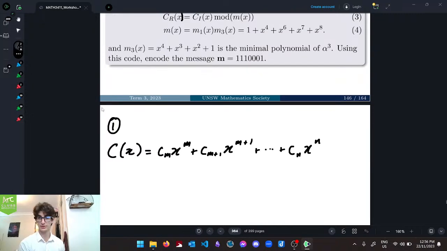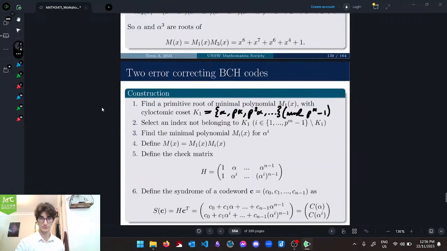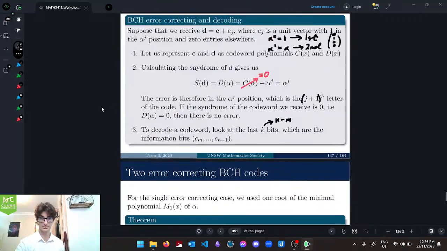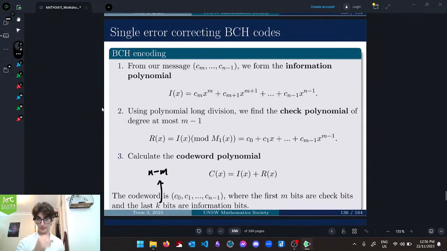So we know that m was, where was it? I haven't done this question in a while, so I do regret not having written down the solution.